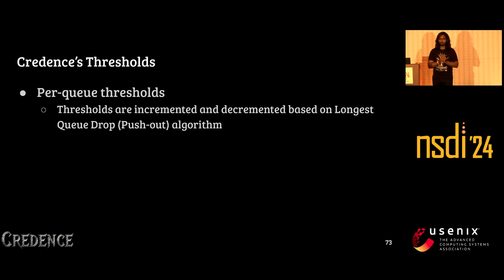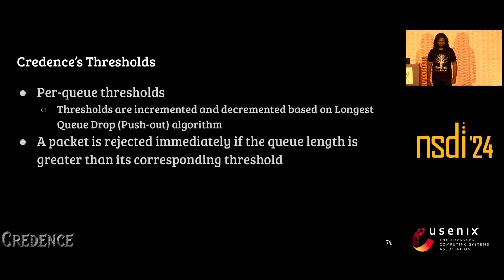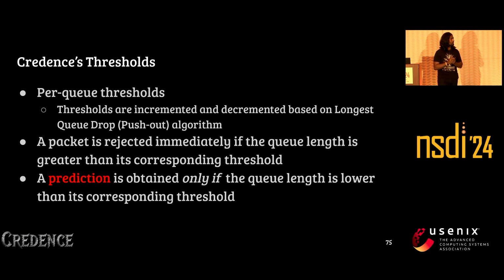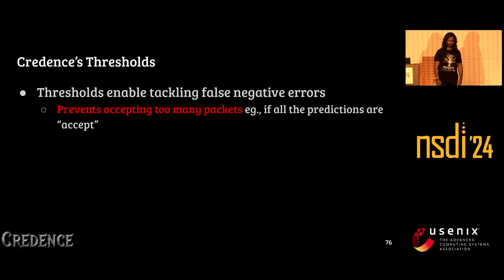This doesn't require a push-out operation in hardware; all we need is an arithmetic push-out operation. So push-out here only means plus and minus a packet size. Based on these thresholds, a packet is immediately rejected if the queue length is greater than the threshold. If it is lower, only then we take a prediction and do exactly what the predictions say. This enables us to tackle false negative errors.